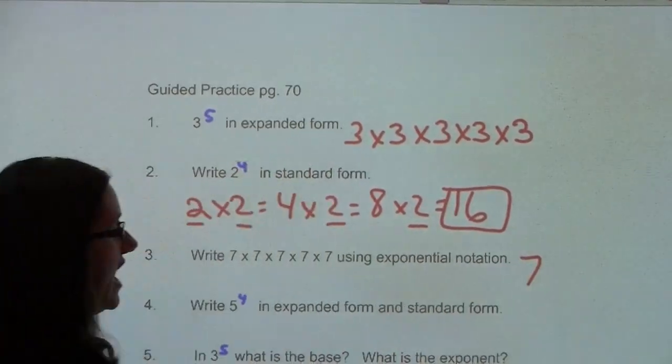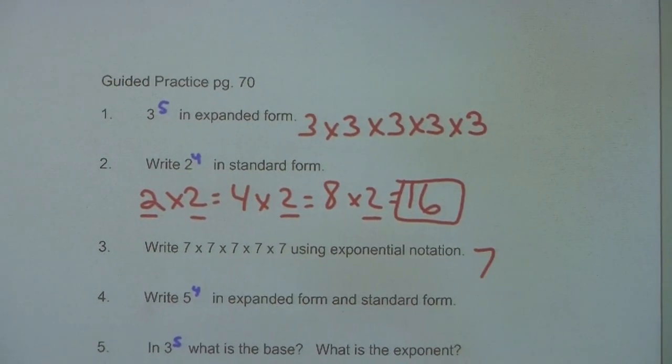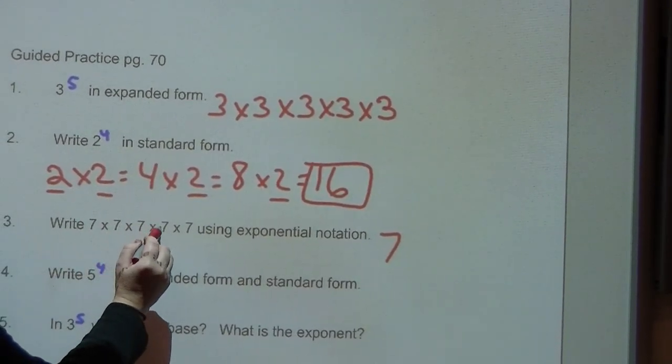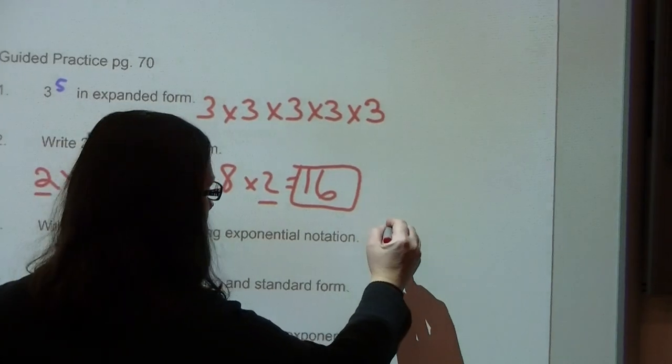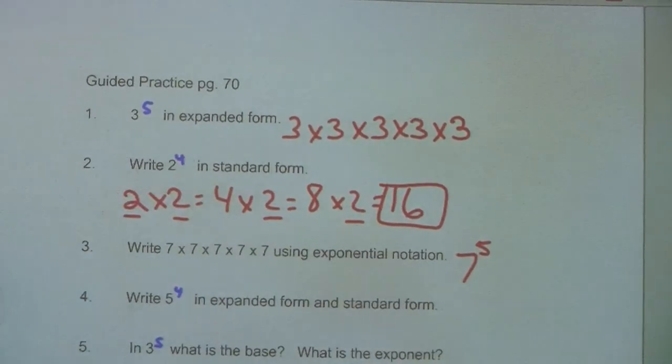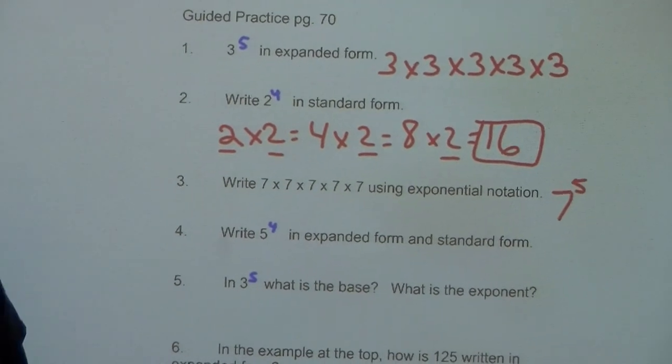7. Good. And how do I determine the exponent? Yes, count up all the 7s. We have 1, 2, 3, 4, 5. So 5 is our exponent. And so now we read this as 7 to the 5th power. Good job. I think you're getting it.